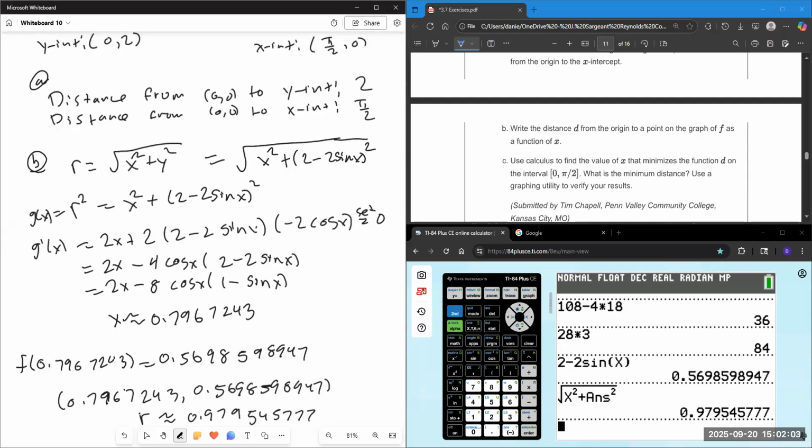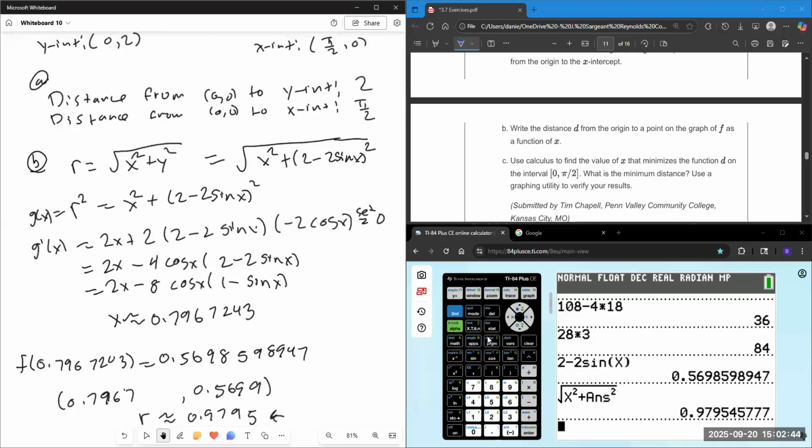0.979545777. So I'm going to approximate everything to 4 decimal places just because I feel like the calculator is good up to 4 decimal places. So I'm going to cut this off here, and that's pretty good, and that's what I'm going to go with for my answer for what the minimum distance is.